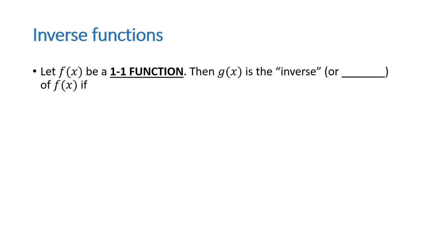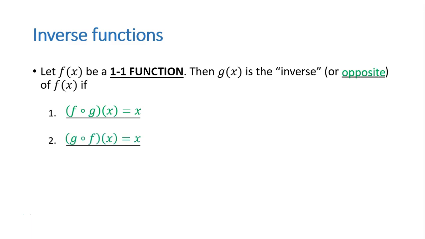Then another function, which we're calling g of x, is the inverse, or the opposite of f of x, if two conditions hold. The first condition is that f composed with g of x is identically equal to x. In other words, if we take g of x and plug it into f, then we get x out. We also have to be able to do it the other way, so g composed with f of x also has to be identically equal to x. So if we take f of x and plug it into g, then we also get x right back out.